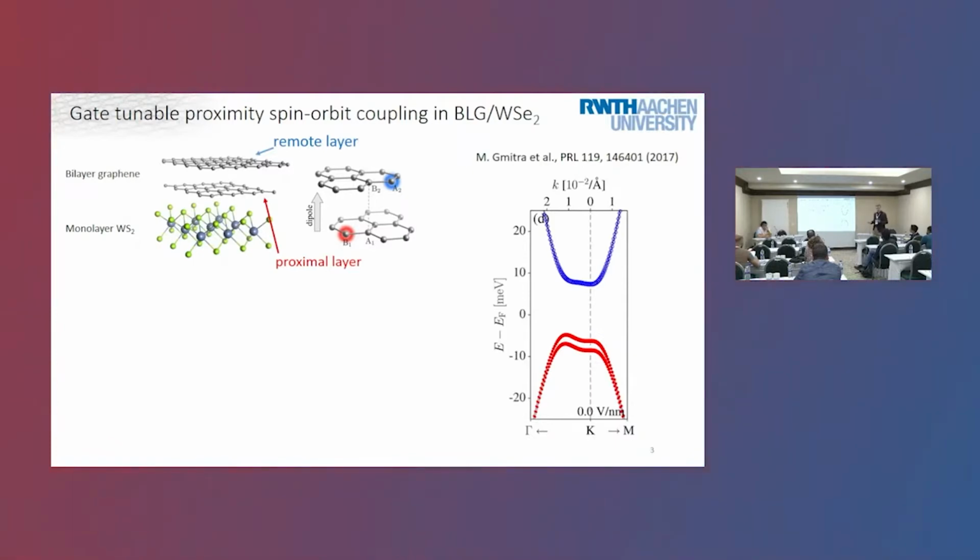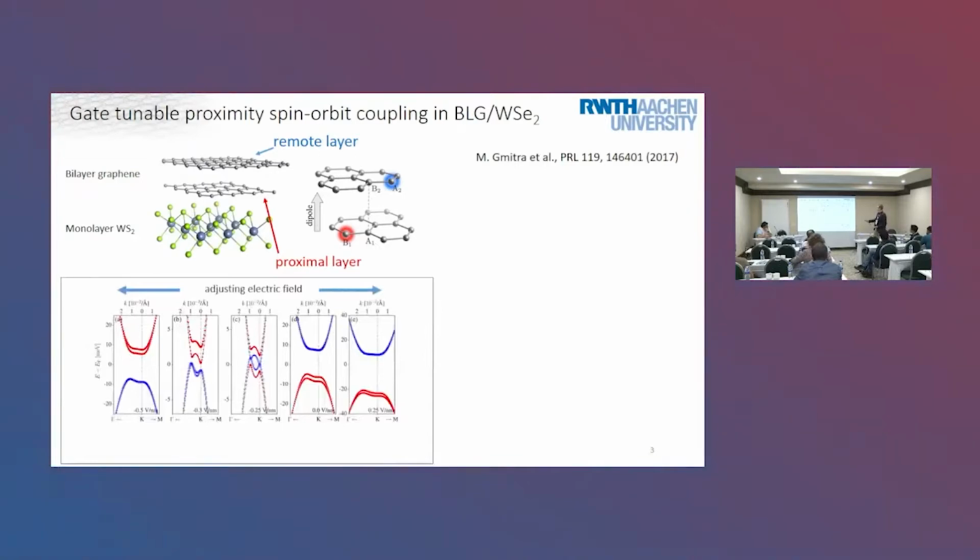Now here's where this layer tuning from before plays its role. The conduction band in this configuration is entirely hosted by the proximal layer, so it shows strong spin orbit coupling. The valence band is hosted by the remote layer, so it only shows the intrinsically weak spin orbit coupling. If we now start to apply an external electric field, we can either apply it in the same direction as the internal field or in the opposite direction. Going in the same direction, we move here to the right. We just increase the band gap.